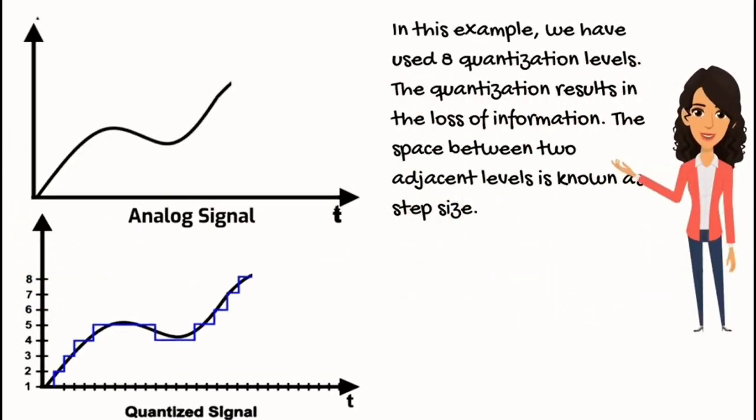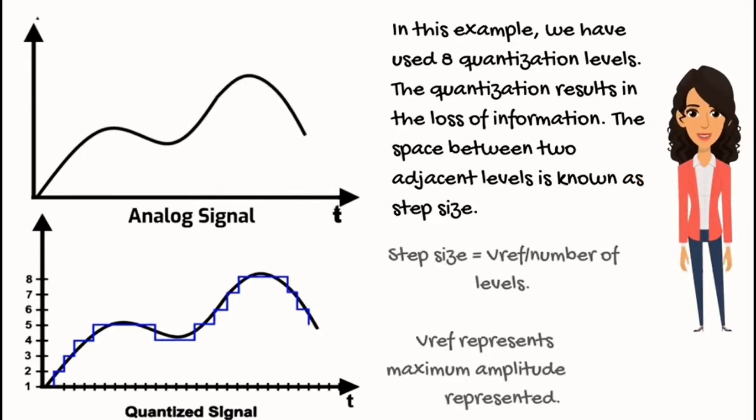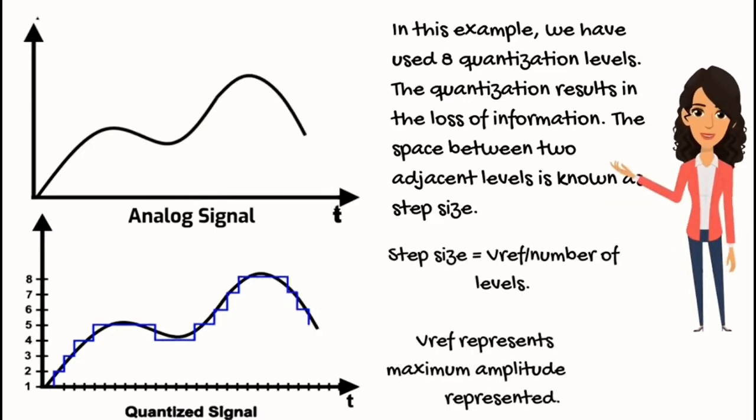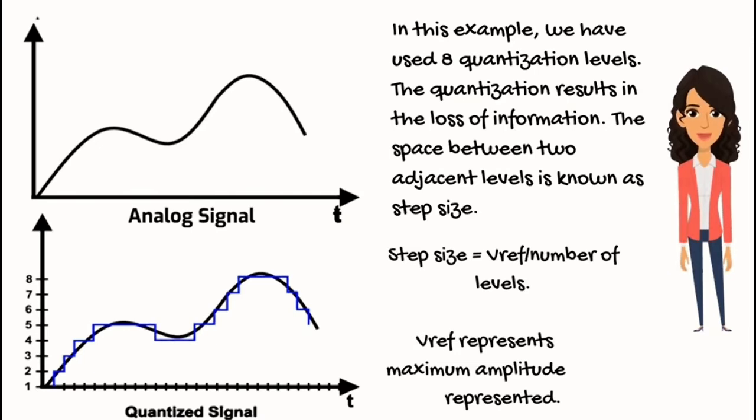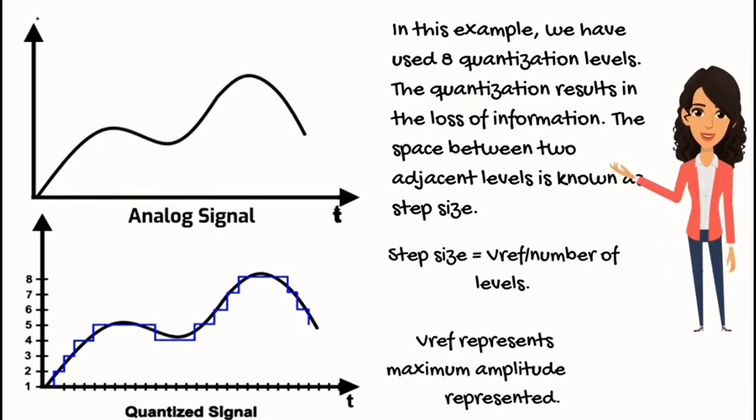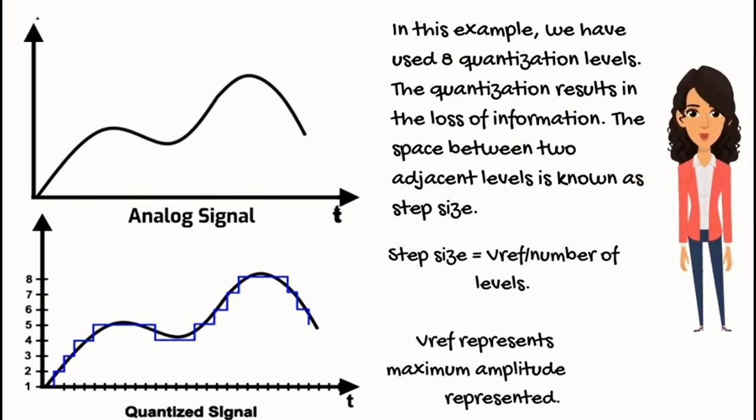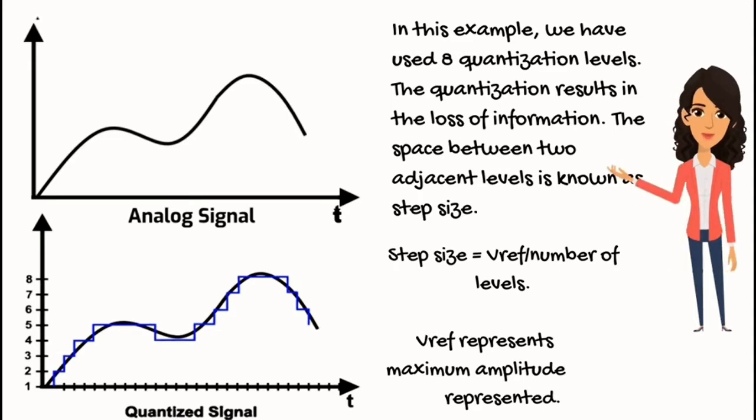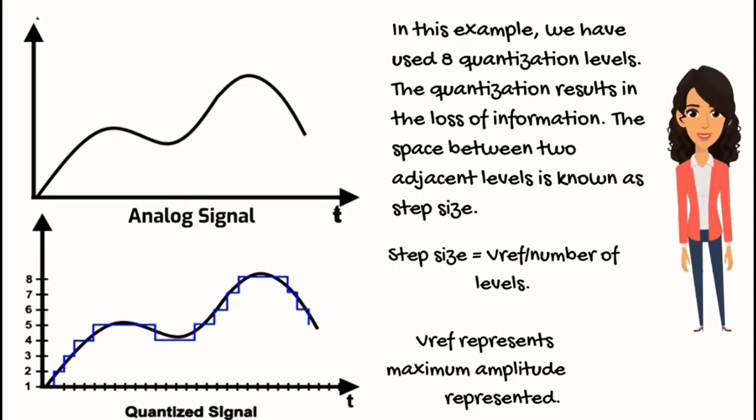Let us consider an example. The figure represents an analog signal. During quantization, the analog signal's amplitude is sampled and discretized into quantization levels. In this example, we have used 8 quantization levels. The quantization results in loss of information.